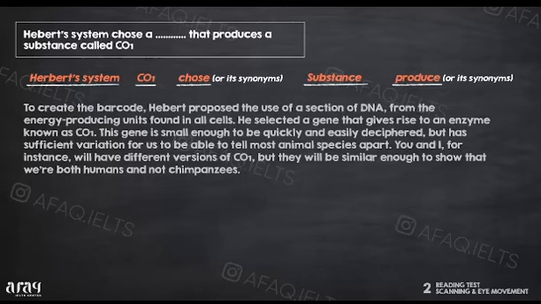Okay, the answer was here. To create the barcode, Herbert proposed the use of a section of DNA from the energy-producing units found in all cells. Herbert selected a gene that gave rise to an enzyme known as CO1.